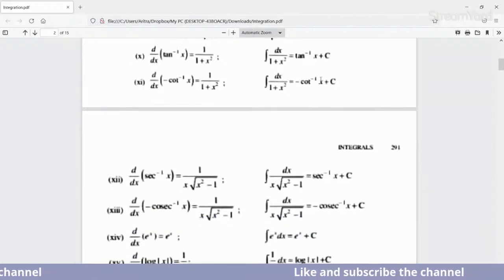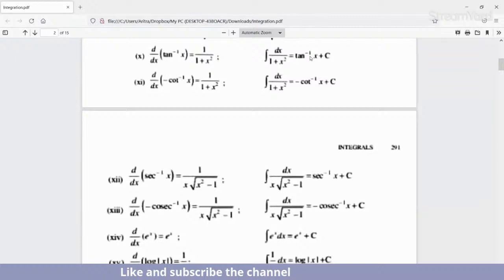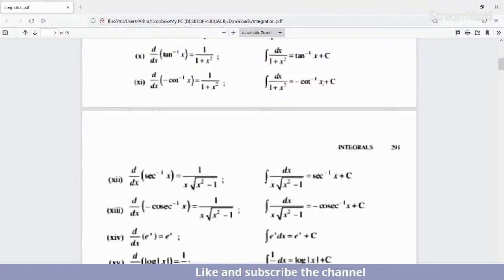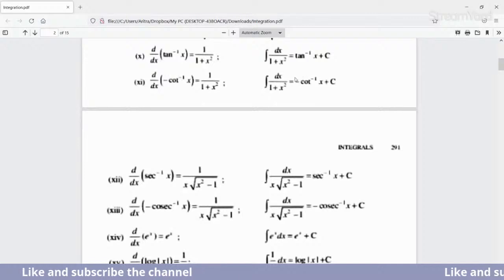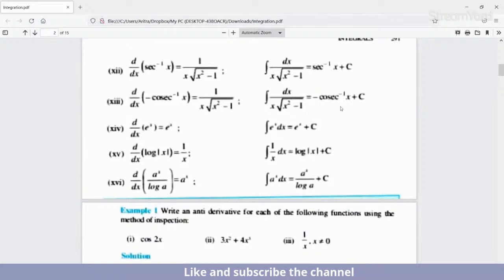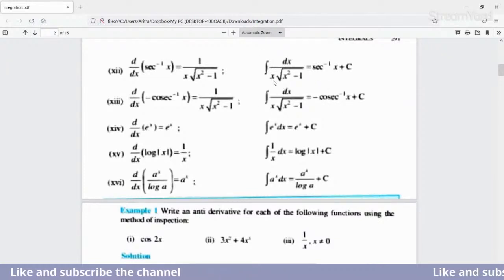Similarly in case of tan and cot, integration of dx by 1 plus x square is equal to tan inverse x plus c, which will be again equal to minus cot inverse x plus c. See, this LHS is same for both. So you have to just think that tan inverse is minus of cot inverse. Again, when it comes to sec inverse x and minus cosec inverse x, the LHS is same: integration of dx by x root over x square minus 1.